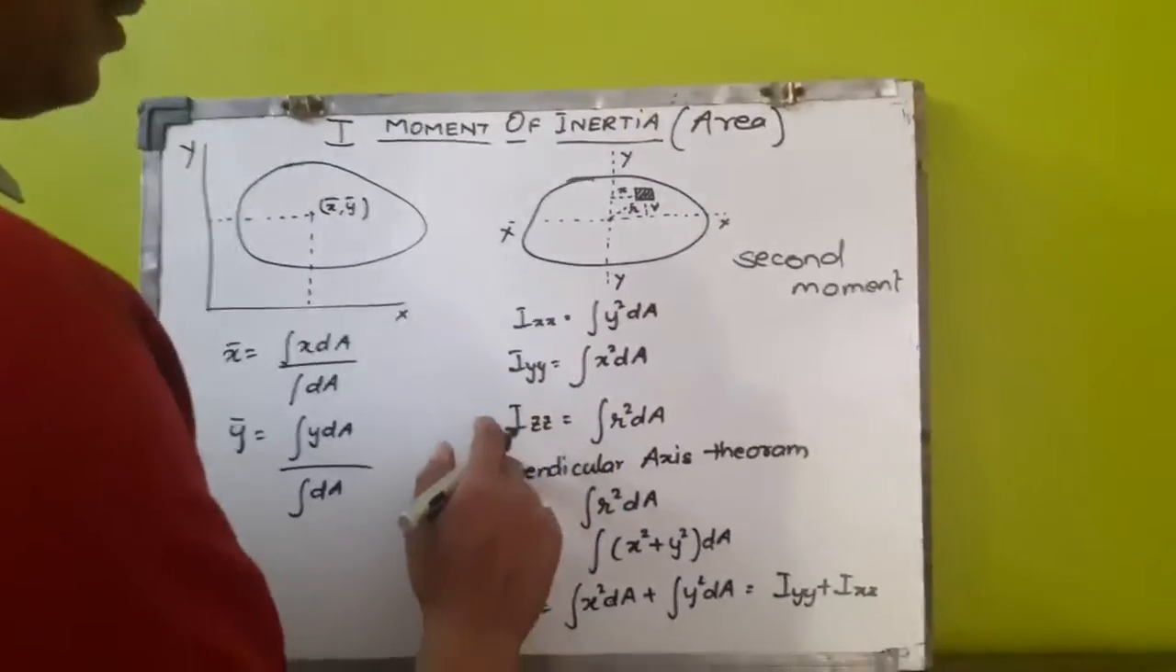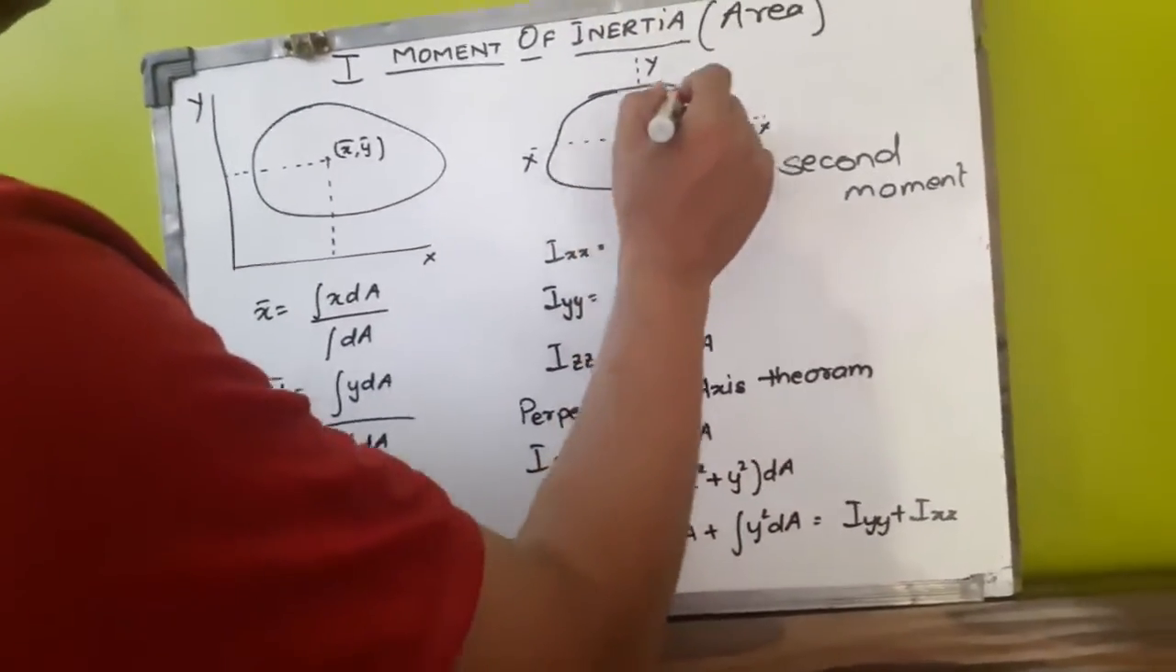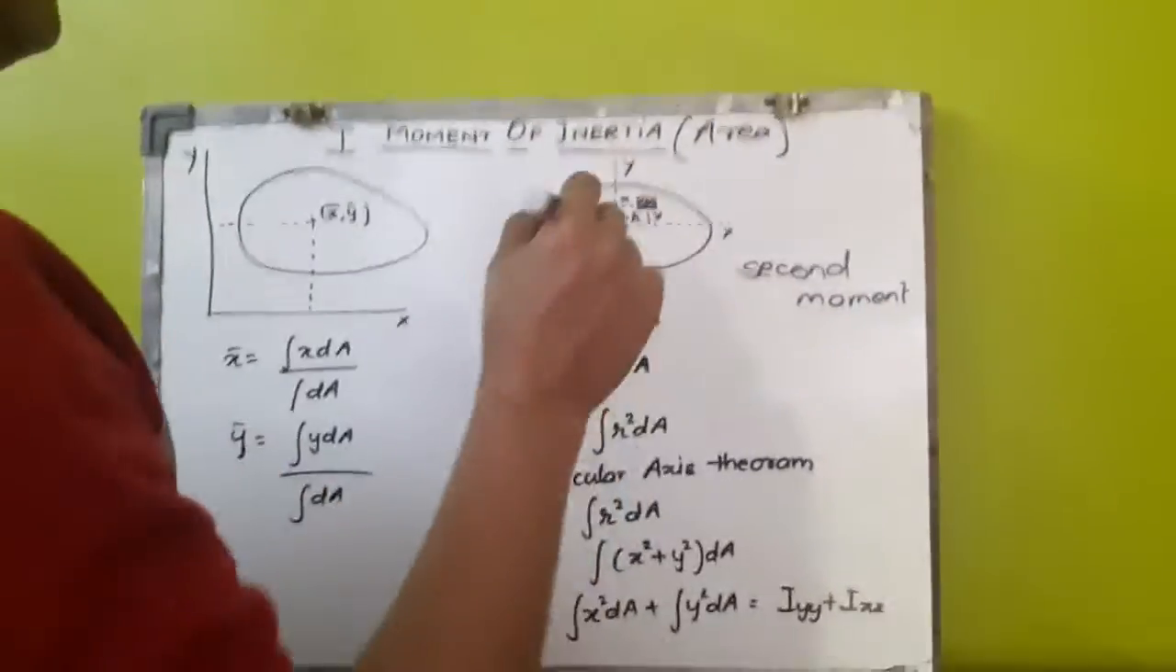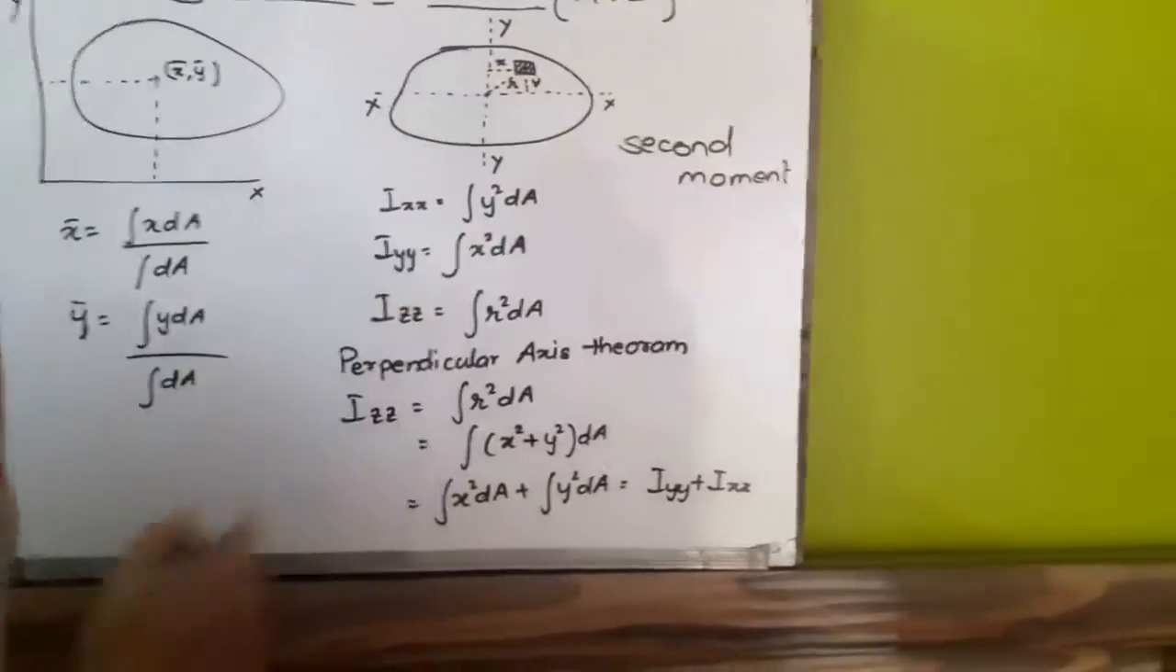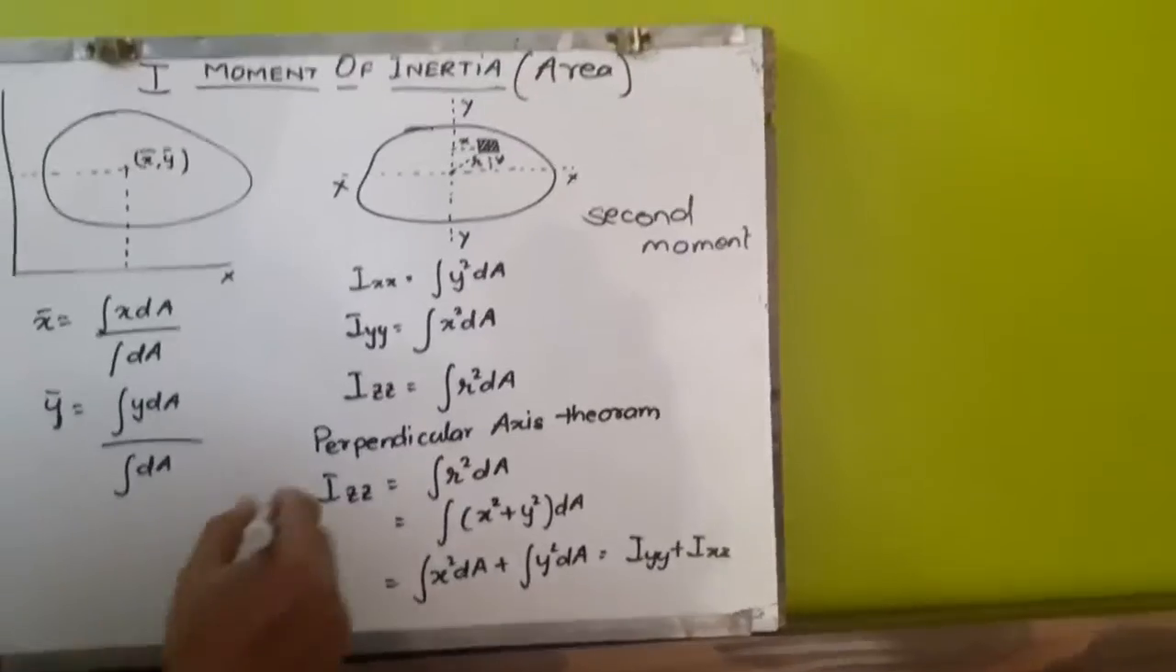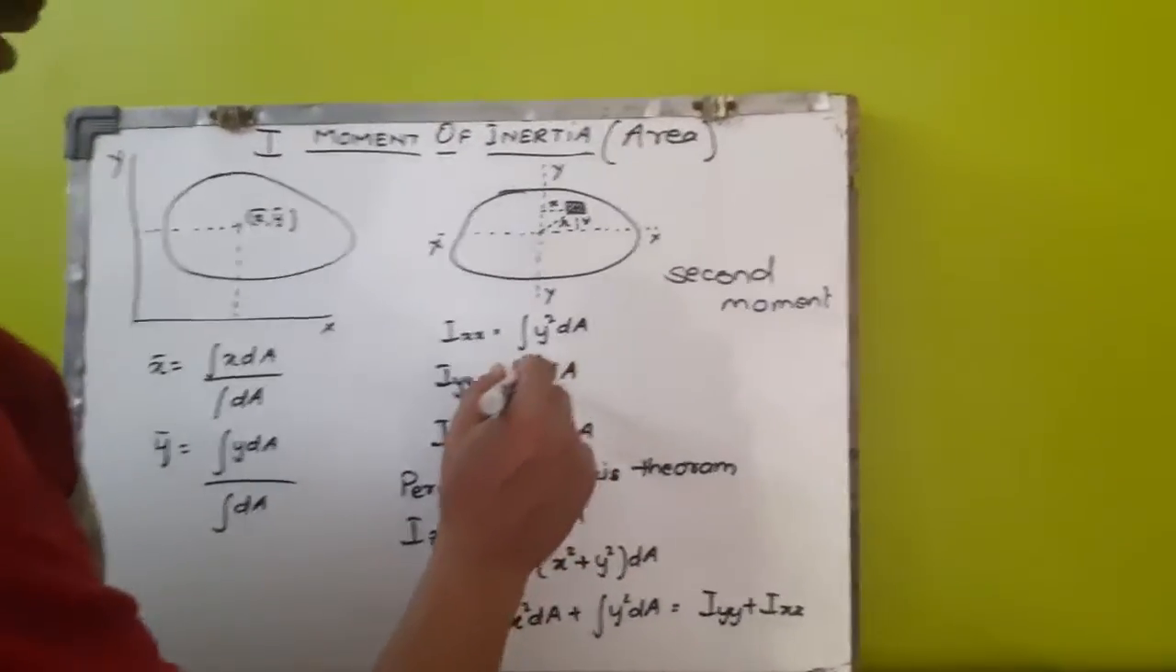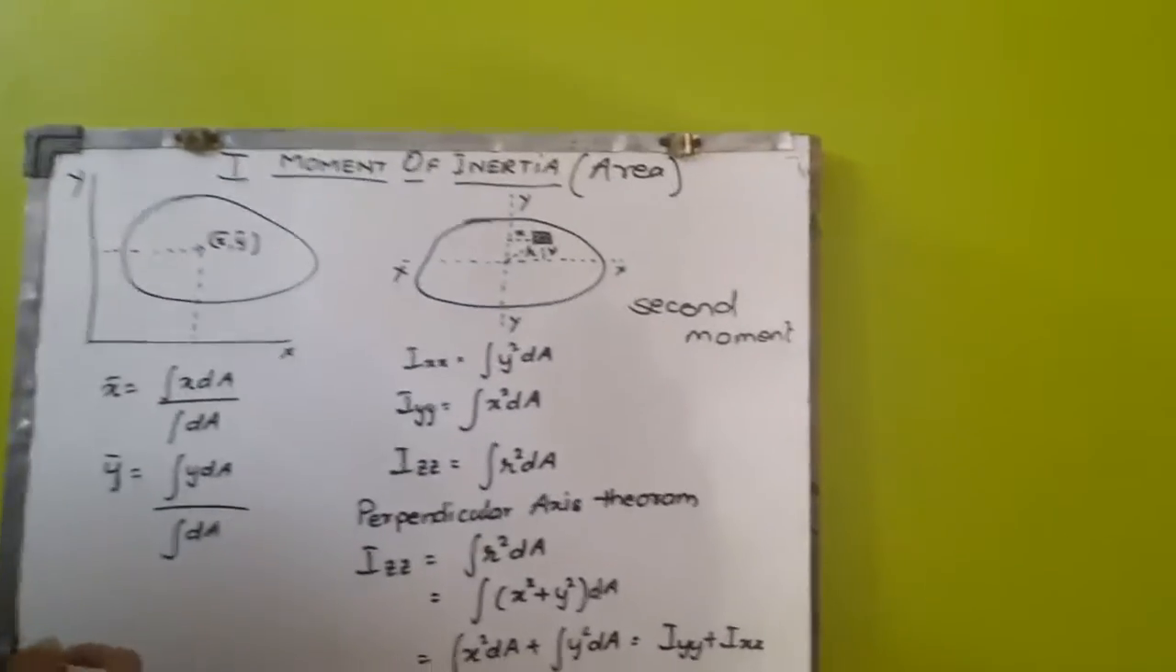Now let us also define Izz. So Izz is the moment of inertia about the z-z axis. Let the distances be in the form of r. So Izz is integral r square dA.